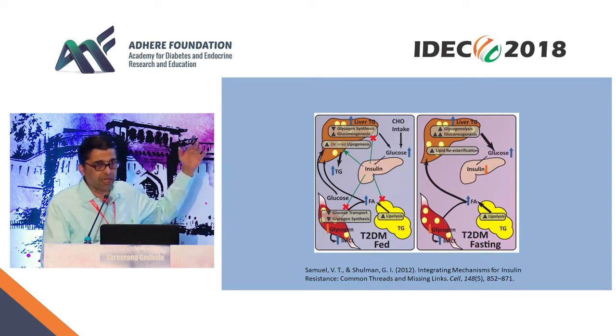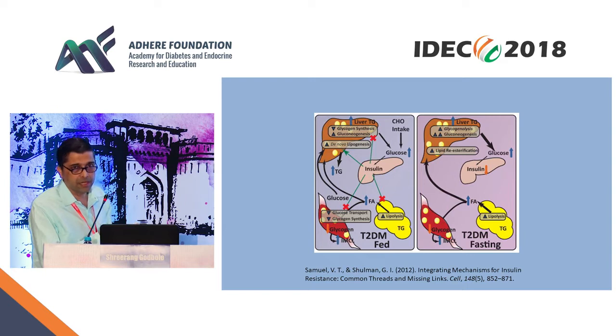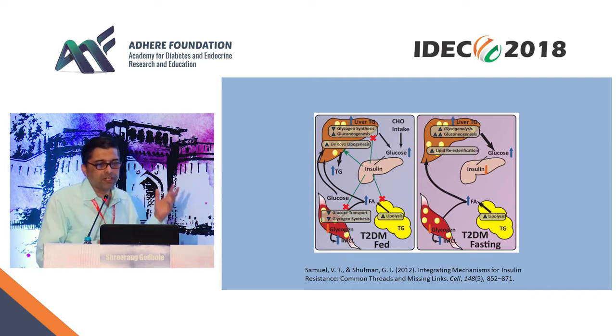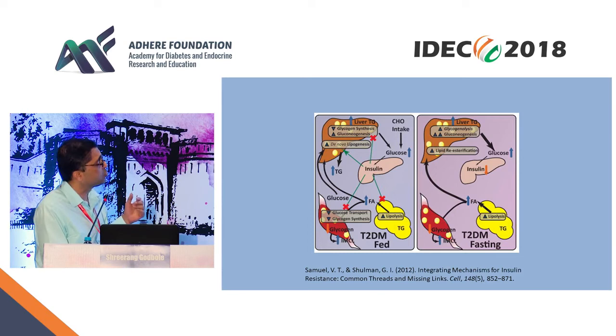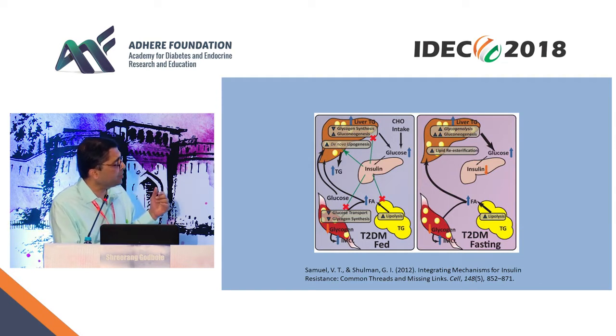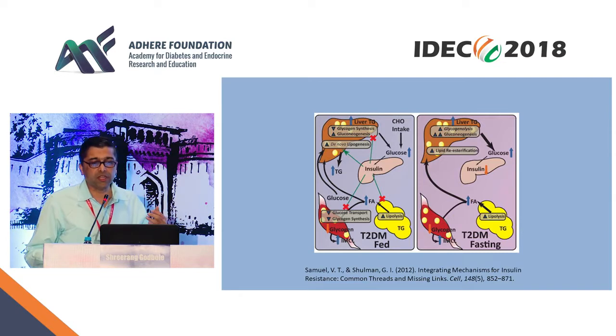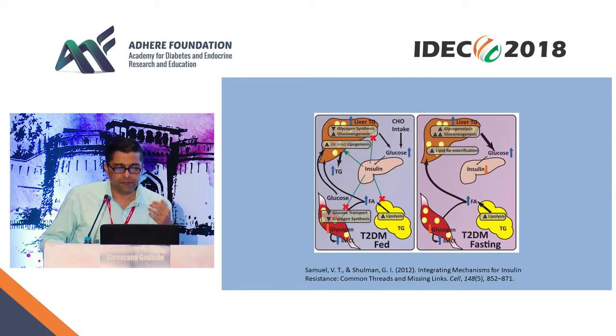But at the level of the liver also, there is excess ectopic lipid accumulation, and therefore there is an inability of the insulin to modulate the process of gluconeogenesis and activate the glycogen synthesis. So the result is that there is increase in the gluconeogenesis, decrease in the glycogen synthesis. Now these red crosses are denoting the defective insulin signaling at the level of the tissue.